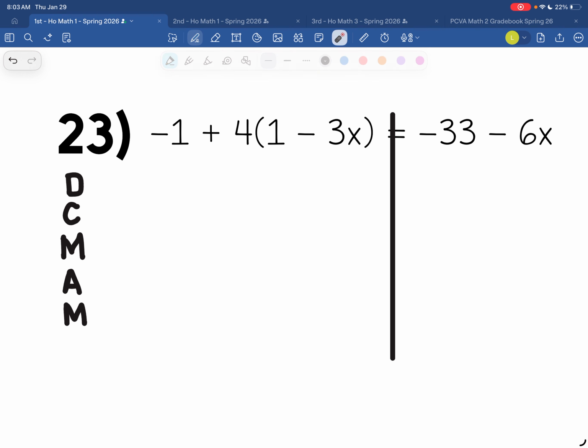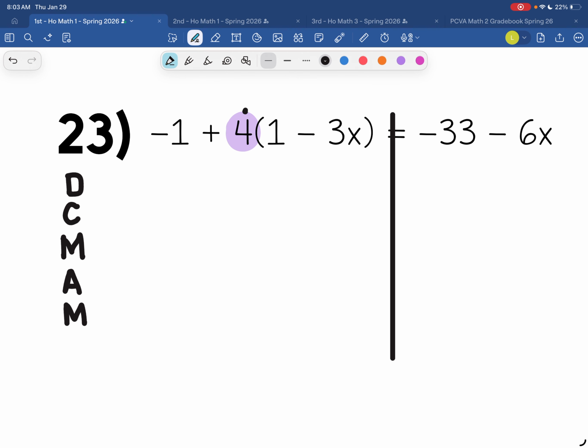Now, one of the things that I see happen very often is when I see two numbers beside each other like this, I have students that want to combine that and make that 3. We cannot do that because we're not following the order of operations here. If we are going to do this problem, we have to distribute first. You cannot combine that -1 and that 4.